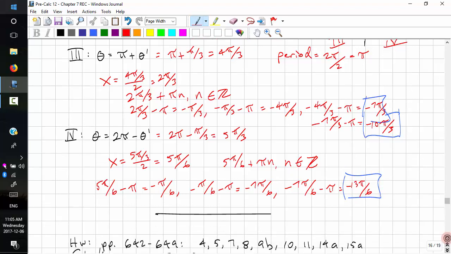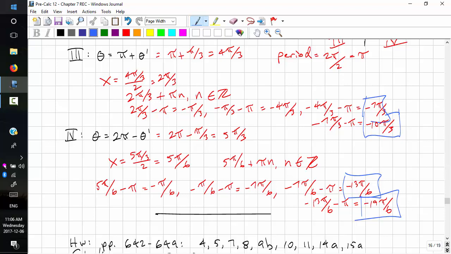Because negative 2 pi is equivalent to negative 12 pi over 6. And then finally, negative 13 pi over 6 minus pi gives us negative 19 pi over 6. And that's in the domain. And we box that answer. And we're done.